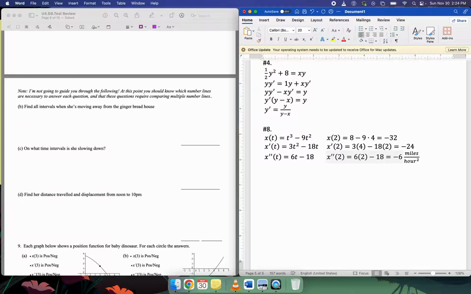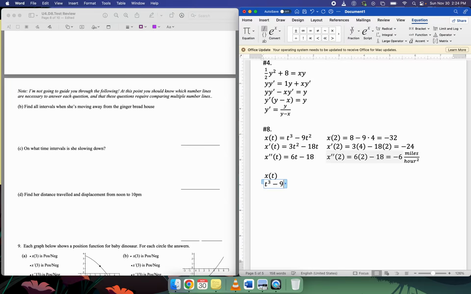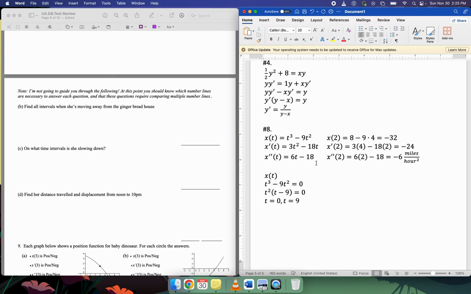So for x of t, if I set it equal to 0, I have t cubed minus 9t squared equal to 0. So I can pull out a common factor of t squared. I get 2 solutions. One is 0, and the other one is 9. I'm going to write the number lines here. So x of t, the number line looks like this. 0, and then maybe out here is 9.